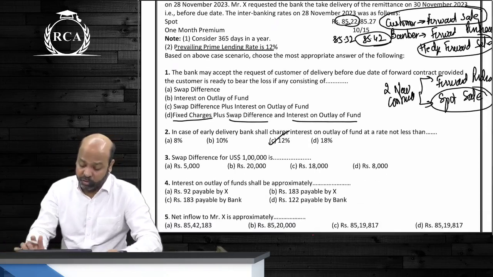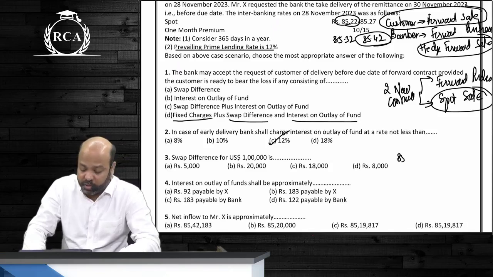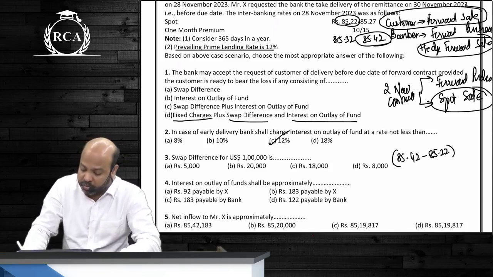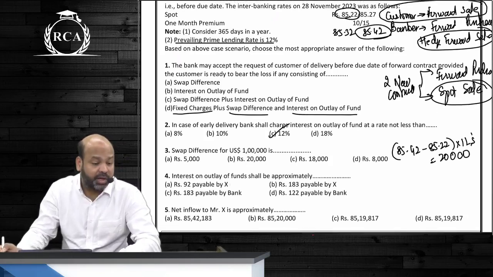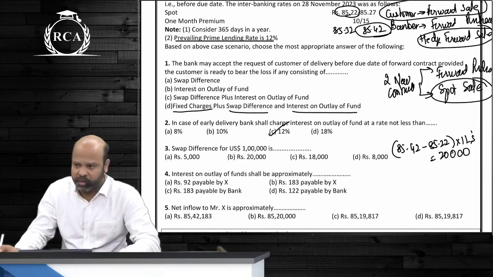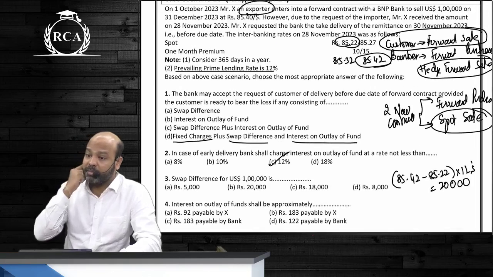Guys, what will you write in your notes for swap loss for now? It's the difference between 85.42 and 85.22. This into $1 lakh. How much will that be? 20,000. We did the same question in the class. That will be the swap loss.